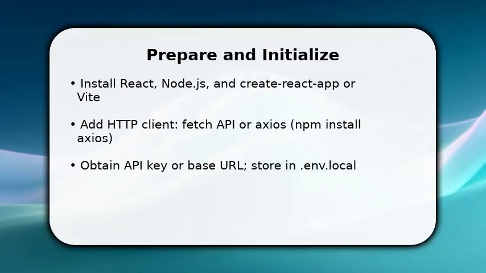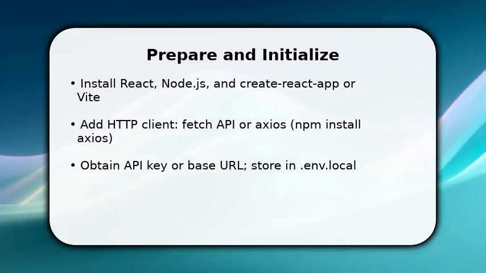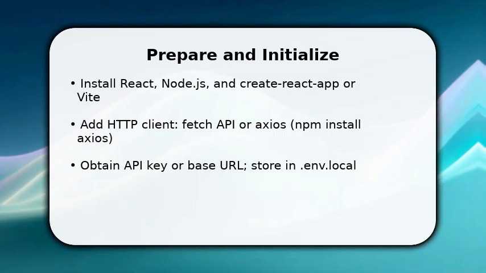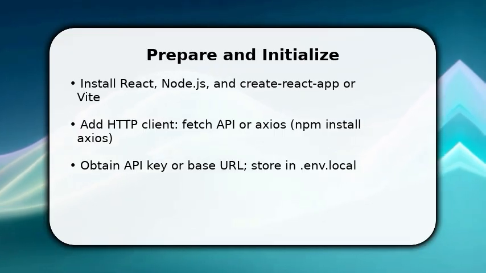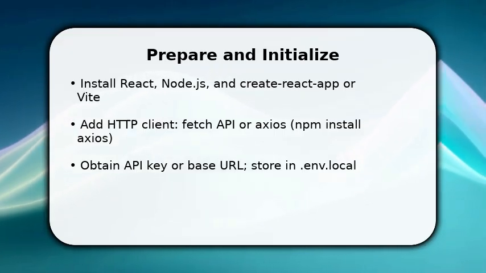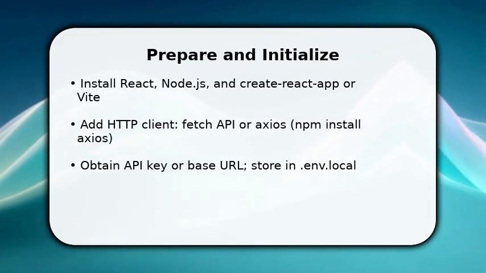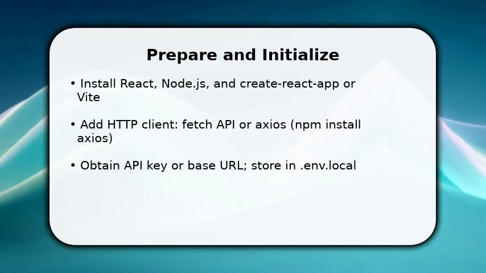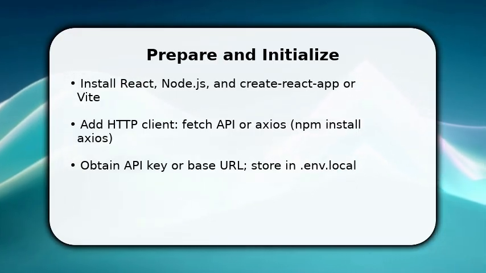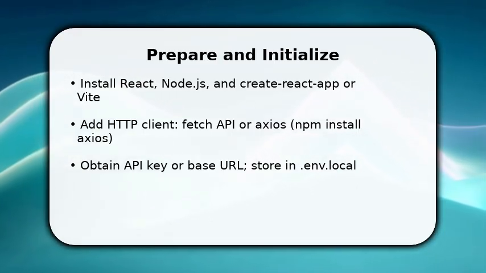You start by verifying prerequisites and initializing the project. Install Node and create a React app, then add an HTTP client like Axios or plan to use Fetch. Once done, secure your API credentials by placing keys in a .env.local file and referencing process.env, not hardcoding. Make sure to set REACT_APP prefixes for Create React App.